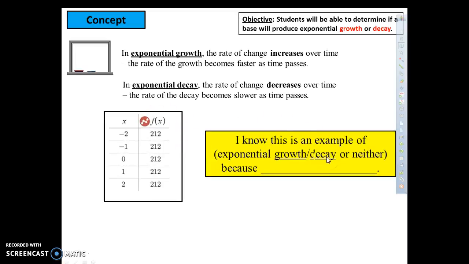Here is this exponential growth or decay, and I can look at my outputs. All the outputs are 2, 1, 2. Well, this is kind of constant, right? I'm not increasing nor am I decreasing, so this is neither. I know this is an example of neither because the function's not increasing or decreasing.